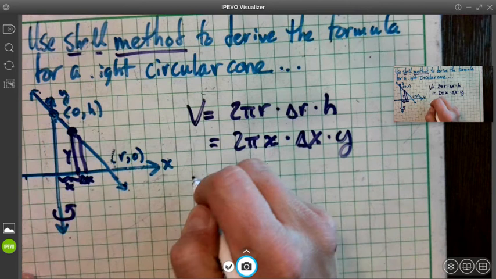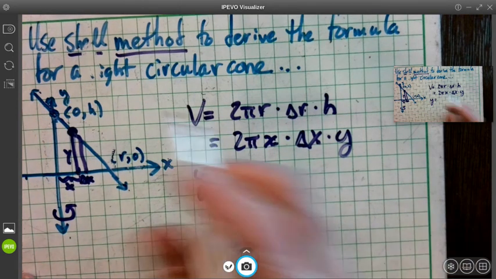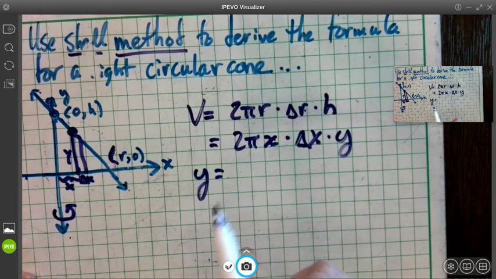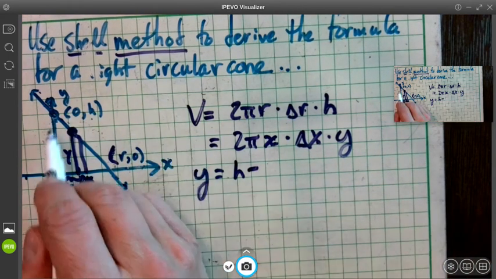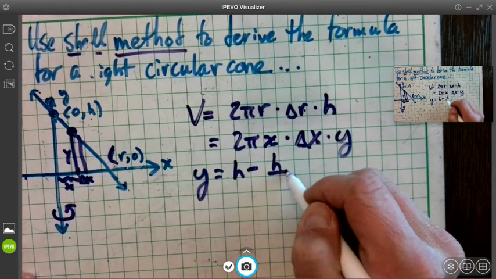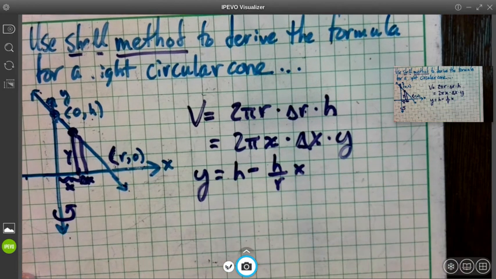Well, boy, wouldn't it be nice to have the equation of the line? It sure would. I need a slope and a y-intercept. Oh, wait, we have a y-intercept. It's some height h. We have a slope. It's down h, right r. So there's the equation of your line.